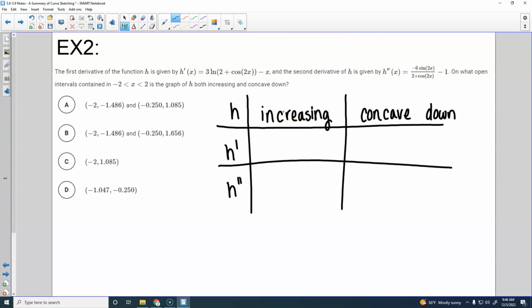If I know H is increasing, what does that tell me about the first derivative? Positive. Okay. Does it tell me anything about the second derivative? No. Nothing. All right. Concavity can actually tell me about both, but I typically think of it as a second derivative thing, right? If I'm concave down, what's my second derivative? Negative. Okay? But if my second derivative is negative, what does that tell me about my first derivative? That it is decreasing.